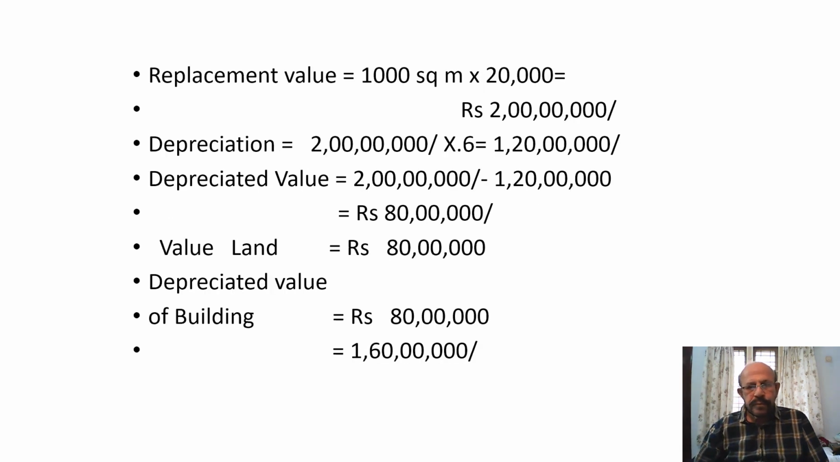Replacement value: 1000 square meter into 20,000 is equal to rupees 2 crores. Depreciation: 2 crores into 0.6 is equal to 1 crore 20 lakhs. Depreciated value is equal to 2 crores minus 1 crore 20 lakhs, which is equal to 80 lakhs. Value of land is equal to 80 lakhs. Depreciated value of building 80 lakhs. So the total value of the property is 1 crore 60 lakhs.